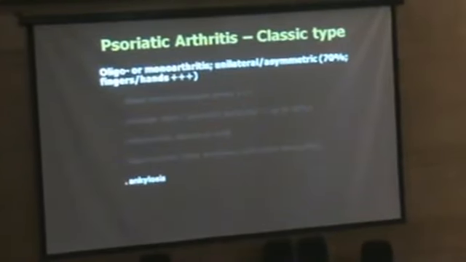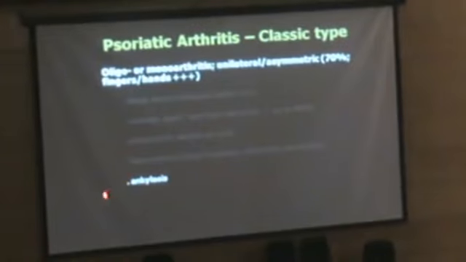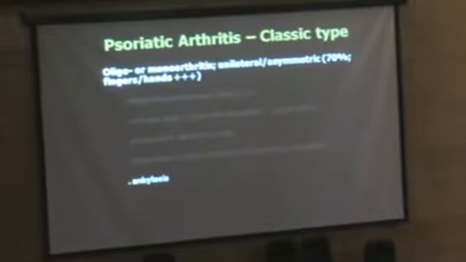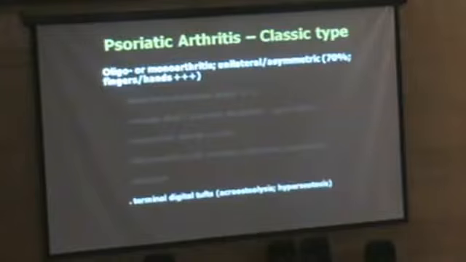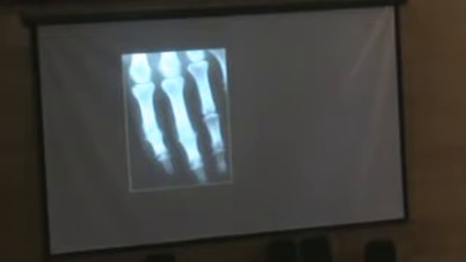show you some examples. And ankylosis as well is a feature. Of course, we don't want to diagnose the patient at that stage, but when we see that, it's easier to make the diagnosis because we don't see that with rheumatoid arthritis. And the terminal digital tufts can be involved as well by acrosteolysis and hyperostotic changes, and we're going to show some examples. So here one example of psoriatic arthritis.